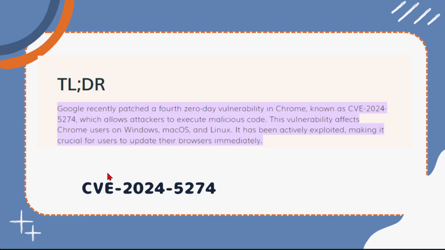So, what topic did I choose for this particular final project? I have chosen a zero-day vulnerability that happened in Chrome, known as CVE 2024 5274, which allowed attackers to execute malicious code.